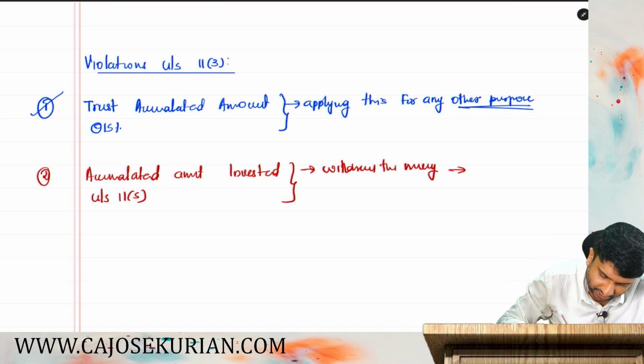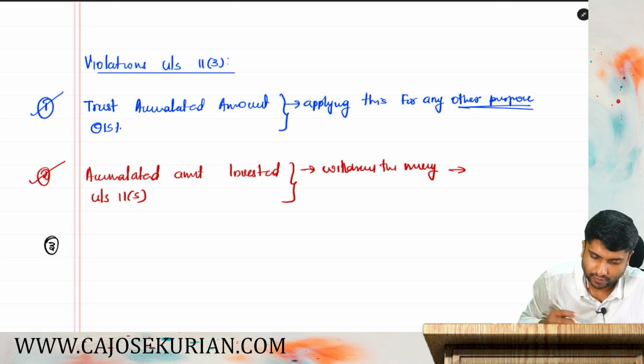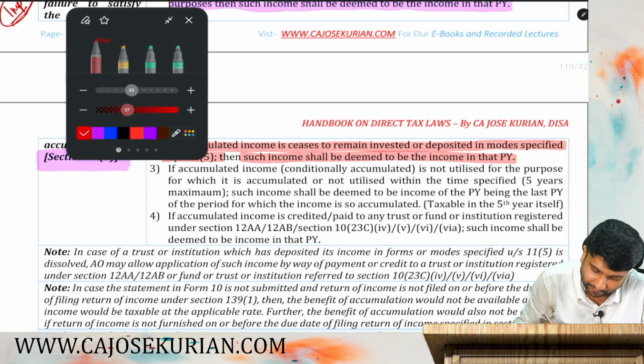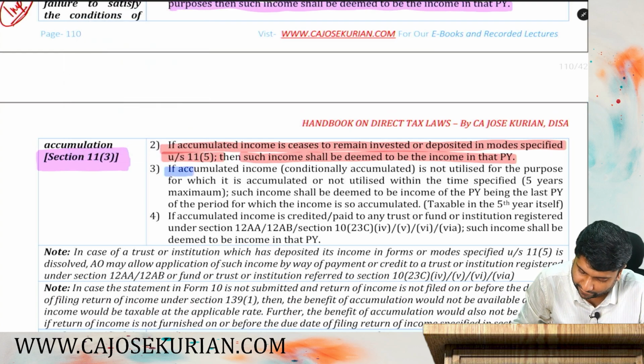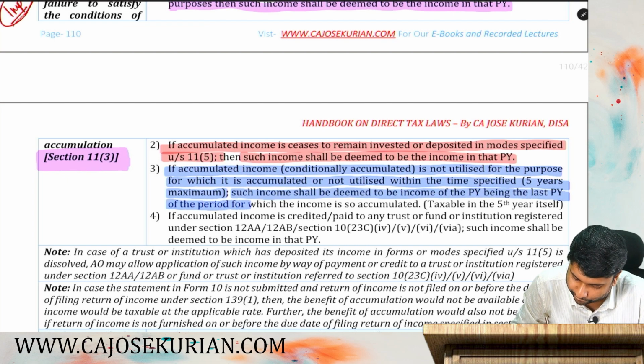Then point number 3. Let's understand what exactly is violation number 3. What is violation number 3? Listen. If accumulated income, that is conditionally accumulated, is not utilized for the purpose for which it is accumulated or not utilized within the time specified, that is 5 years maximum, then such income shall be deemed to be income of the previous year immediately following the last of the previous years of the period for which income is so accumulated.